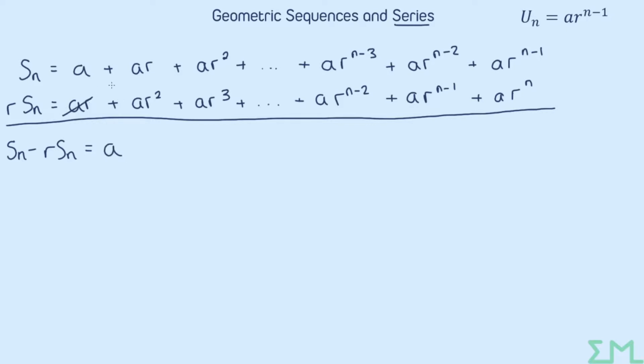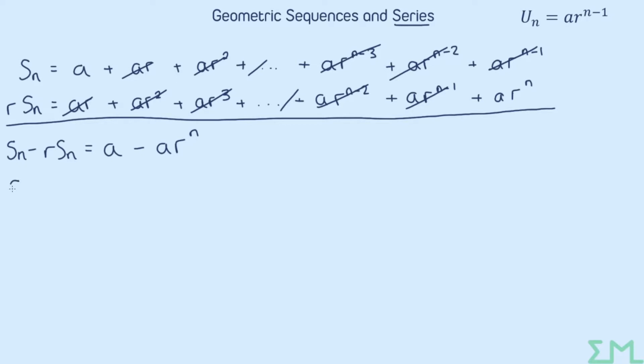And then AR and AR will cancel, AR squared will cancel, the AR cubed will cancel with something we haven't written. This term will cancel with the term before here, and all of these will also cancel in that subtraction, leaving us with, well, nothing from the first line apart from the A, minus the AR to the n. Now our aim is to get an expression for Sn, so we need to get Sn as the subject.